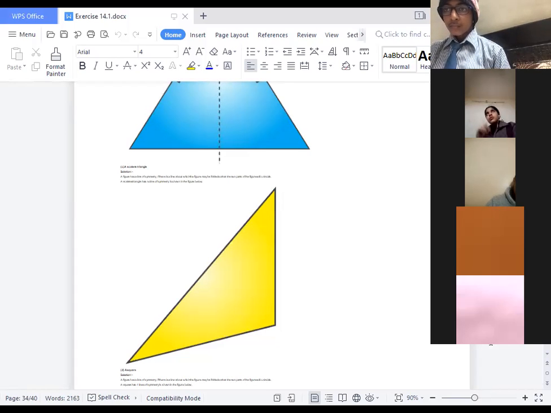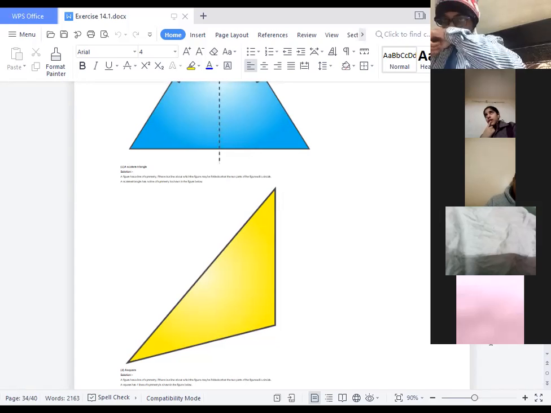In a scalene triangle, no lines of symmetry will be passing because all the sides are unequal. So no line of symmetry will be passing through it. Draw it in your notebook, children.